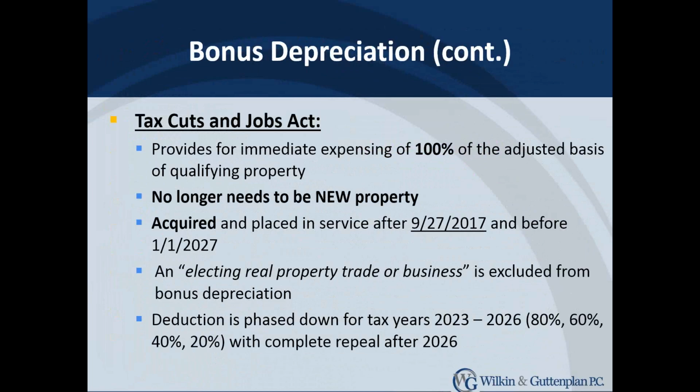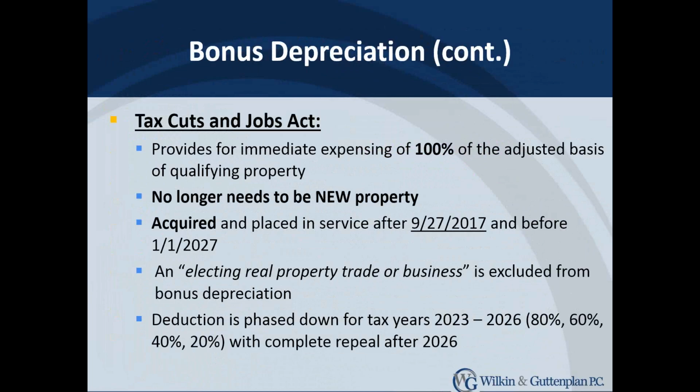Under the Tax Cuts and Jobs Act, now the expensing is up to 100% of the adjusted basis of the qualifying property. And a very important change to note is that it no longer needs to be new property. So if you bought an apartment building and allocated to that was $2 million of FF&E, you can now, in 2018, write off that $2 million of FF&E.